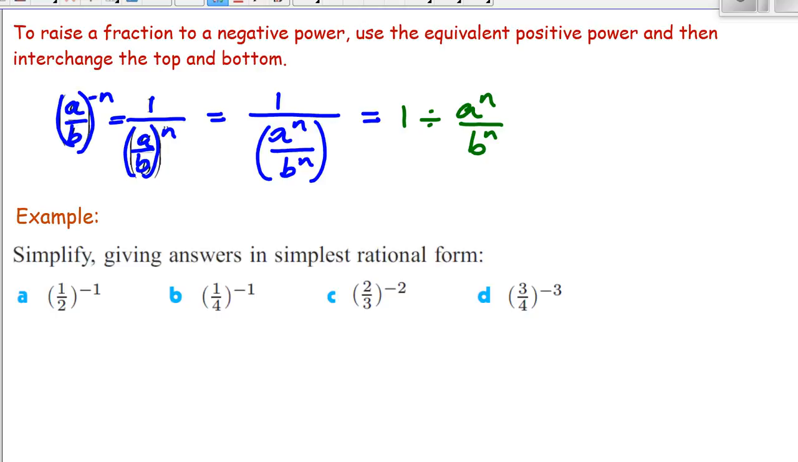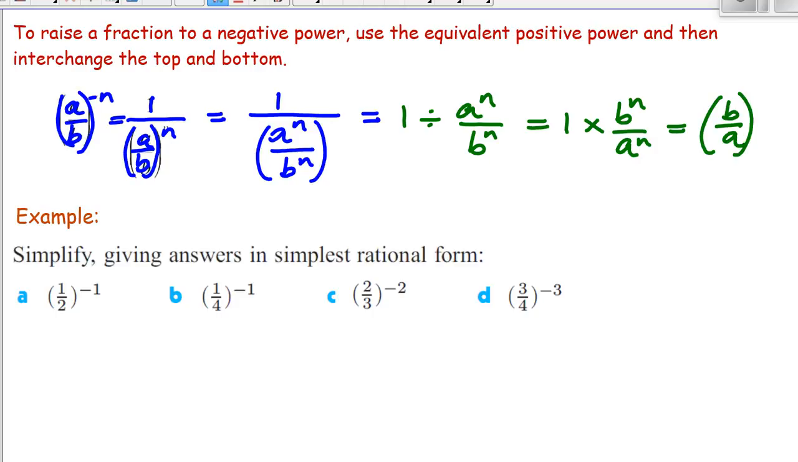Now, if you divide a fraction, what do you do to the last fraction? If you divide fractions, you get the reciprocal of the last fraction and change the division to multiplication. So what we end up with here is 1 multiplied by b to power n over a to power n, which is the same as b over a to power n.